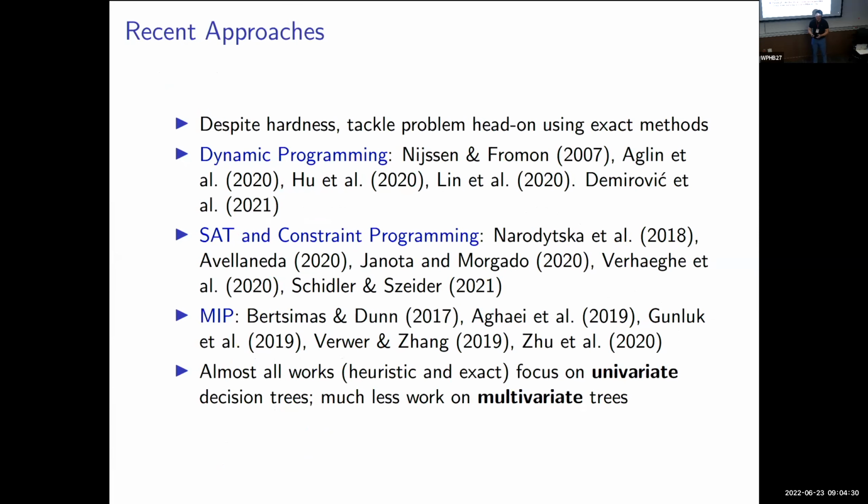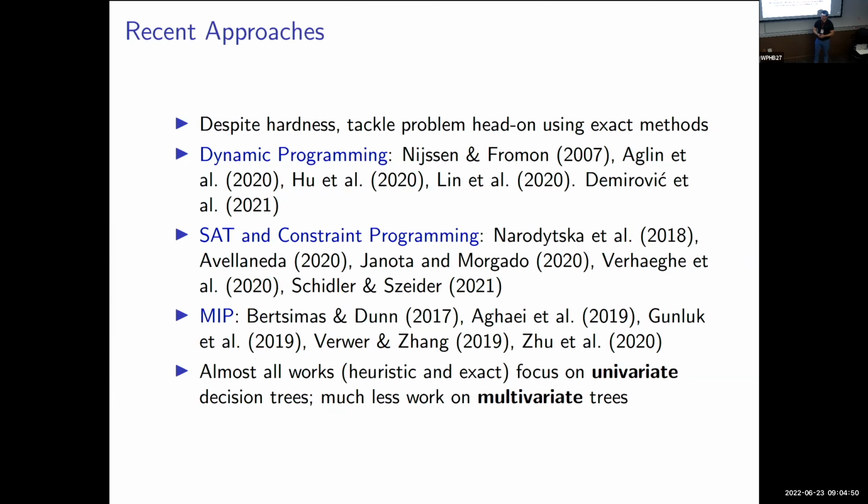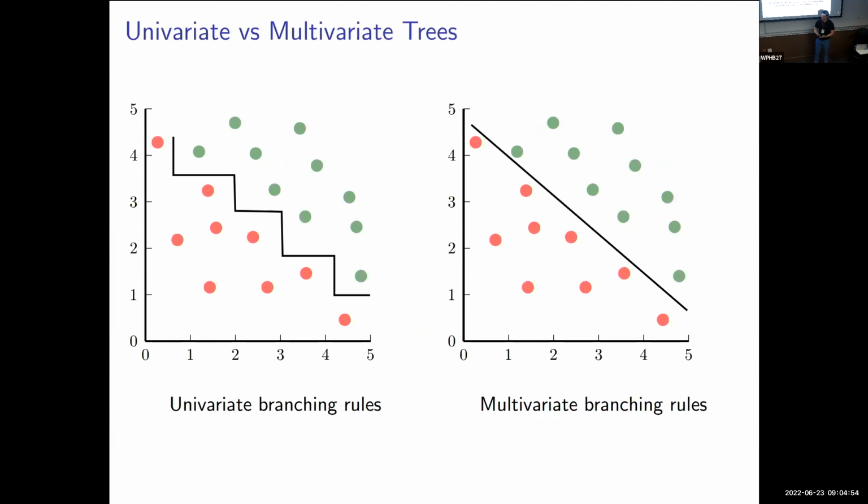Recently in the literature, there have been advances towards using exact methods and just saying the hardness is not a big deal. Let's use something like dynamic programming, constraint programming, or MIP to learn these trees. Almost all of these works in the literature focus on univariate decision trees, where at each branch node, we only use a single feature of the data set. In this work, we'll be focusing on multivariate decision trees, where we use multiple features.